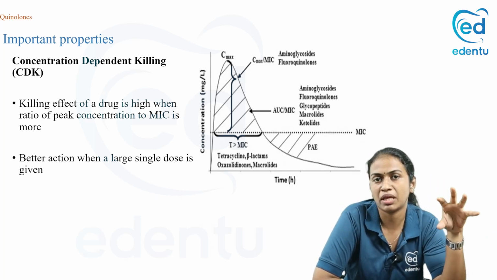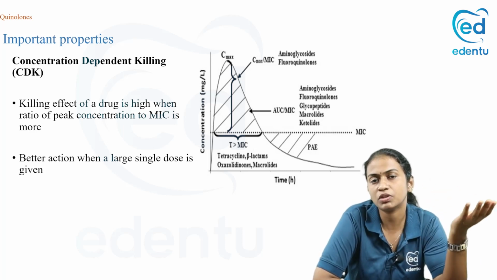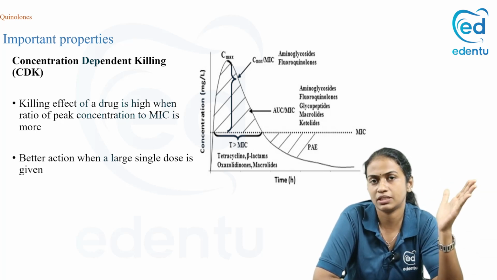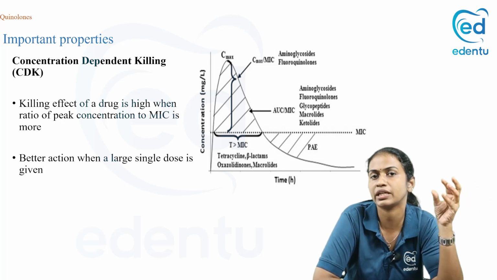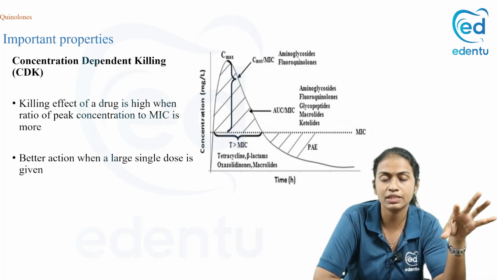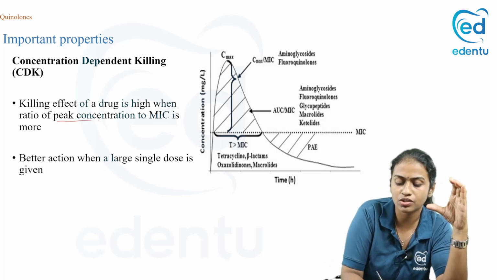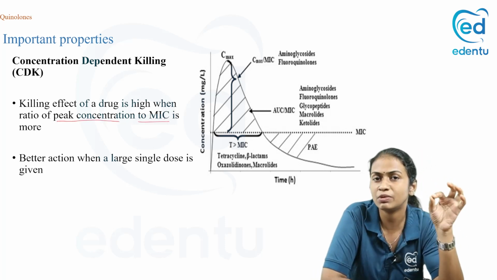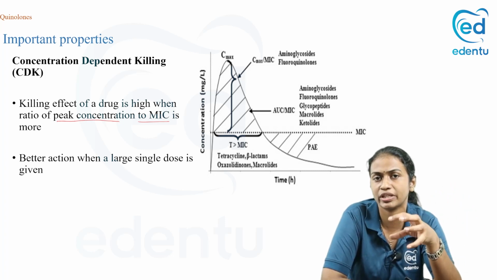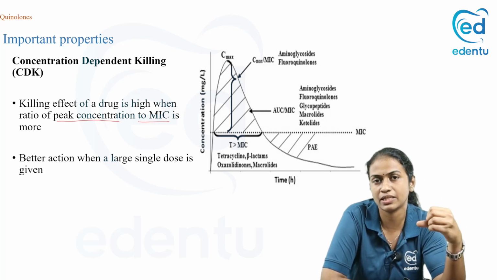There are certain properties of fluoroquinolones. You need to know what is meant by concentration dependent killing or time dependent killing. We learned about time dependent killing when we learned about beta-lactams. Beta-lactams follow time dependent killing, whereas fluoroquinolones, aminoglycosides and others follow concentration dependent killing or CDK. In simple words, the killing effect is dependent upon the initial concentration, the peak concentration to MIC ratio. MIC is the minimum inhibitory concentration, that is the minimum amount that is required to kill a particular concentration of organism. So that ratio is what determines their killing capacity.